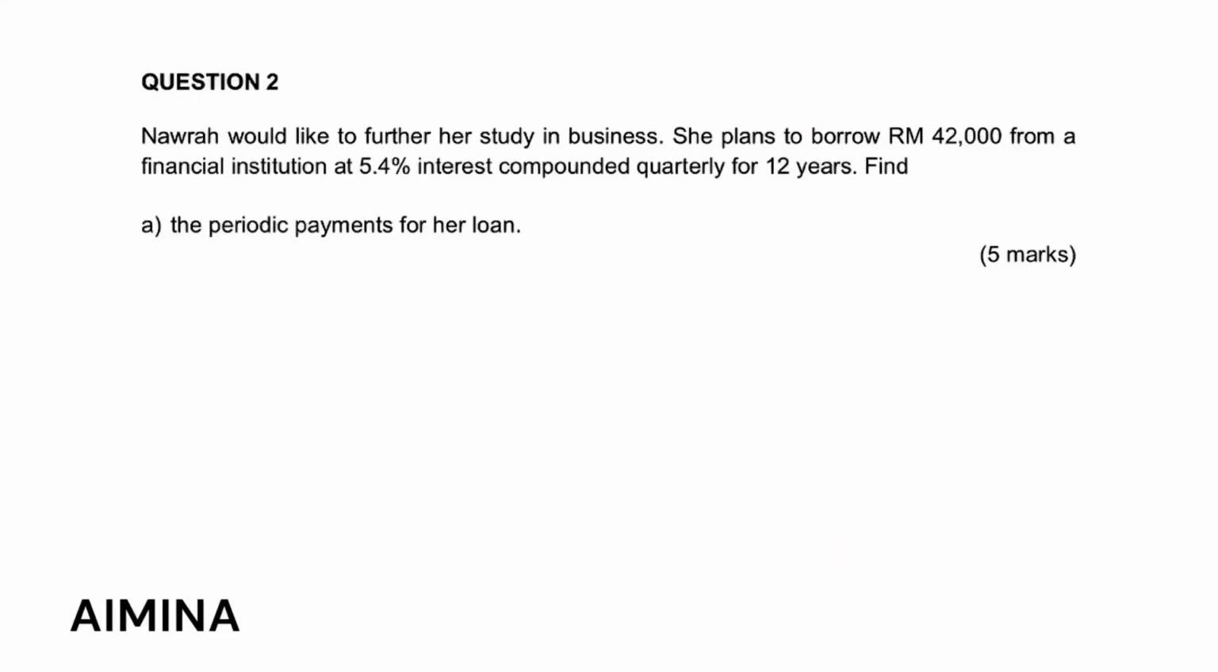That's all. Alright, now question 2 part B. Naura would like to further her study in business. She plans to borrow 42,000 from a financial institution at 5.4% interest, compounded quarterly for 12 years. Find the periodic payments for her loan.